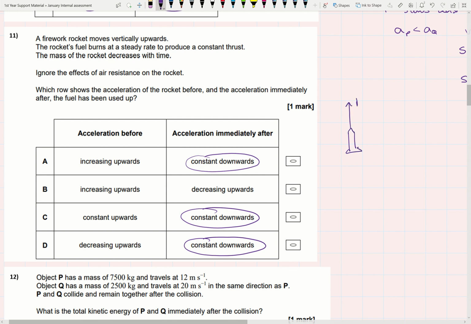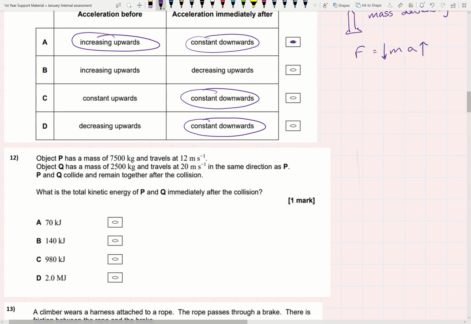If I think of my rocket, if it's got a constant force but a mass which is decreasing, if F equals ma, and F is constant, mass is going down, a has to go up. So acceleration happens in the direction of the force, so we're going to have an increasing upwards acceleration there.